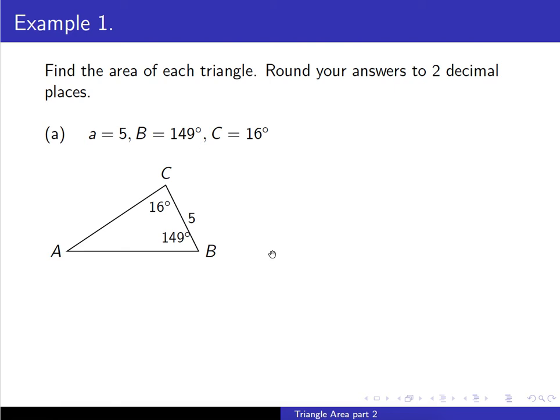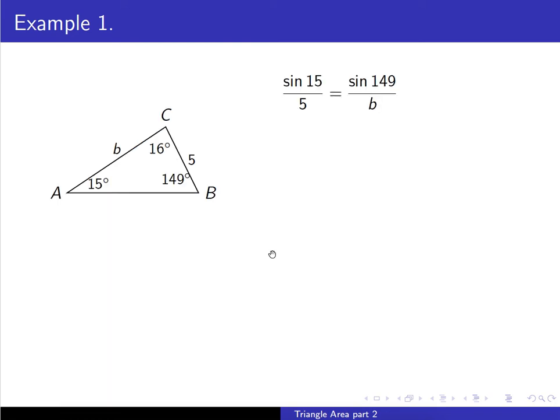Before we do that though, we can find the measure of angle A by using the triangle angle sum, and 180 minus 16 minus 149 degrees will give us 15 degrees. So here I'm finding the length of side B over here.